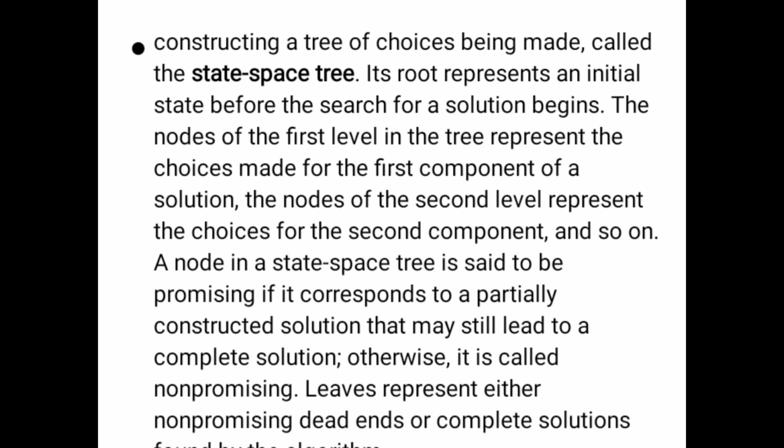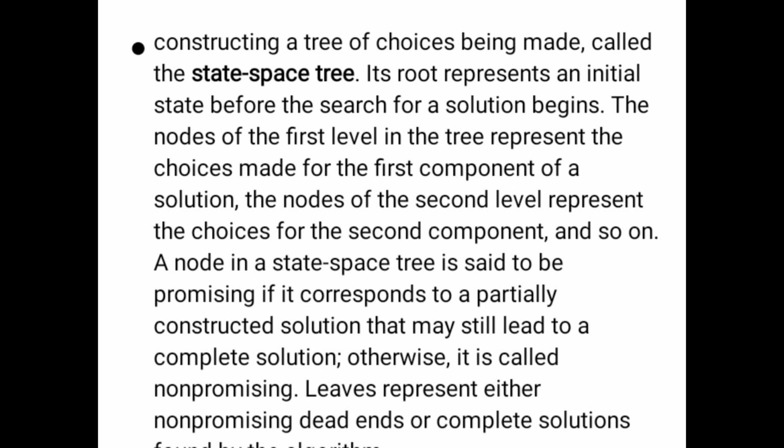The nodes of the first level in the tree represent the choices made for the first component of a solution. The nodes of the second level represent the choices for the second component and so on. A node in a state space tree is said to be promising if it corresponds to a partially constructed solution that may still lead to a complete solution. Otherwise, it is called non-promising. Leaves represent either non-promising dead ends or complete solutions found by the algorithm.